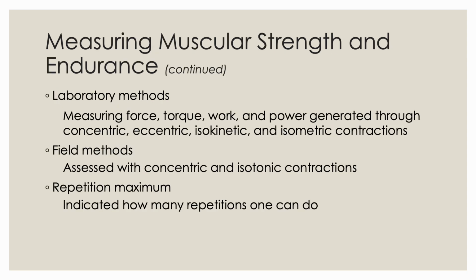Like many of our other assessments, for measuring muscular strength and endurance, we have both laboratory methods and field methods. Some examples of laboratory methods are measuring force, torque, work, and power generated through concentric, eccentric, isokinetic, and isometric contractions. We also have some field methods, which are assessed with concentric and isotonic contractions. Related to repetition maximum, we want to indicate how many repetitions one can do.